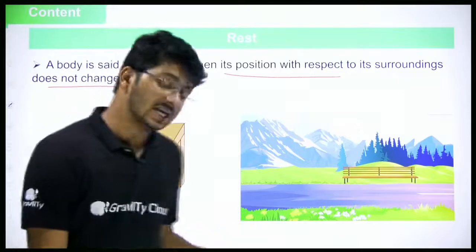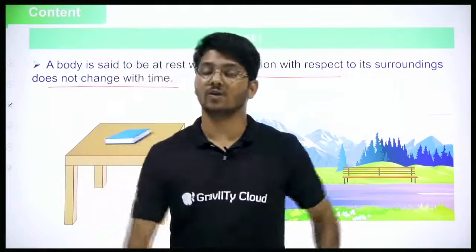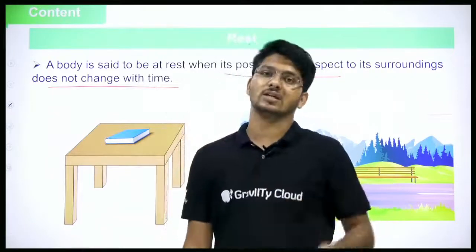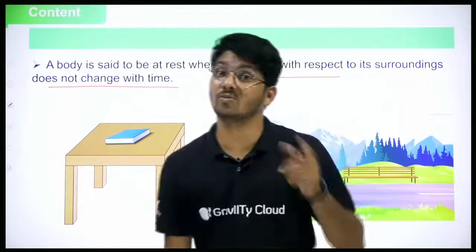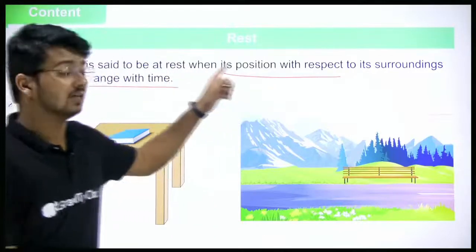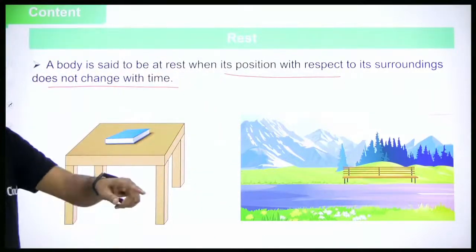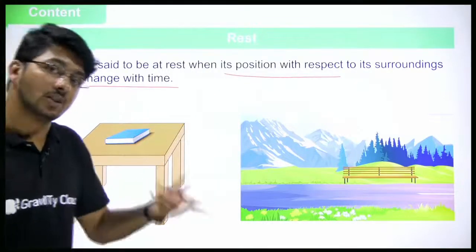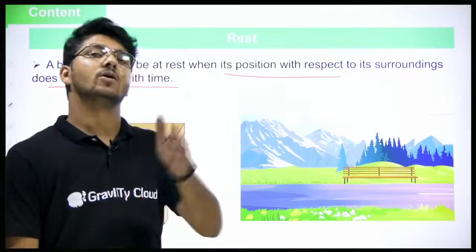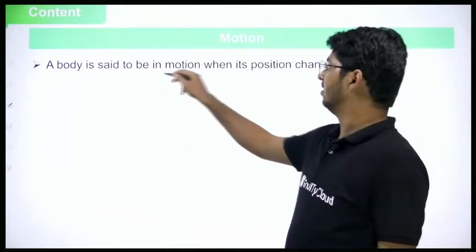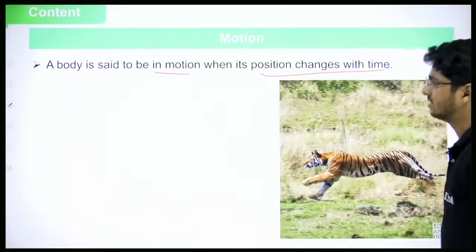Now when we define motion, when can we say a body is in motion? We defined when a body is at rest. So when can a body be in motion? You know the answer. That is when its position changes with time. Position does not change with time, rest. When position changes with time, the body is said to be in motion. A body is said to be in motion when its position changes with time.